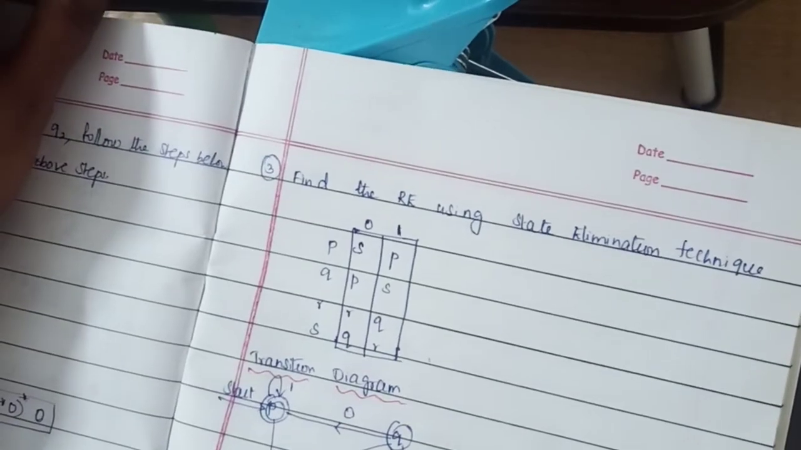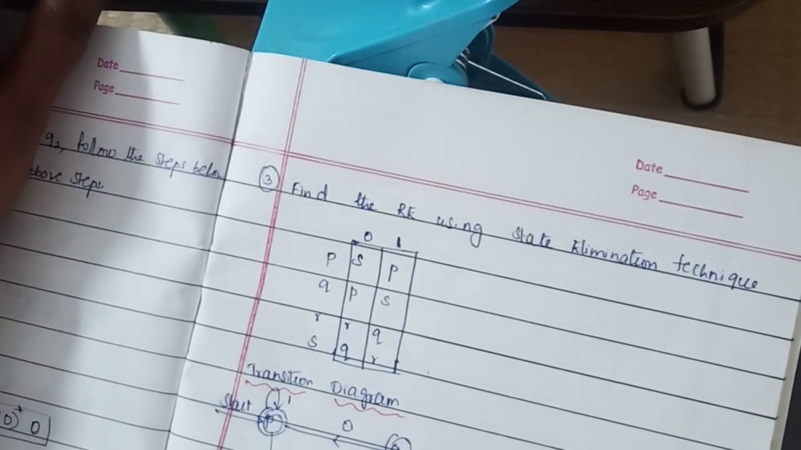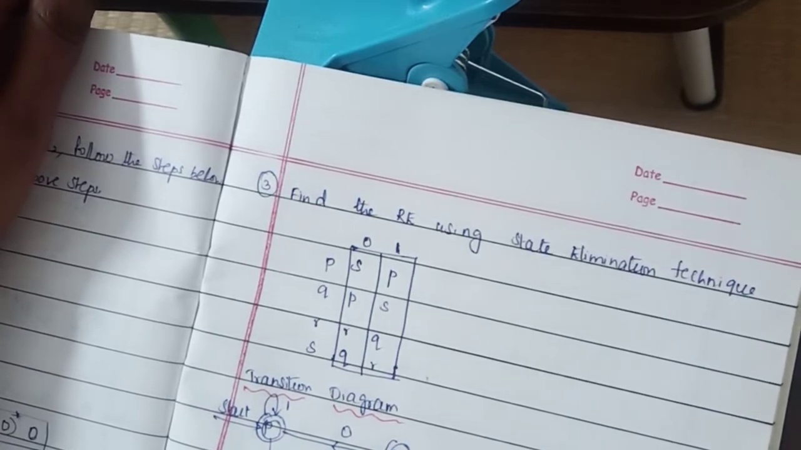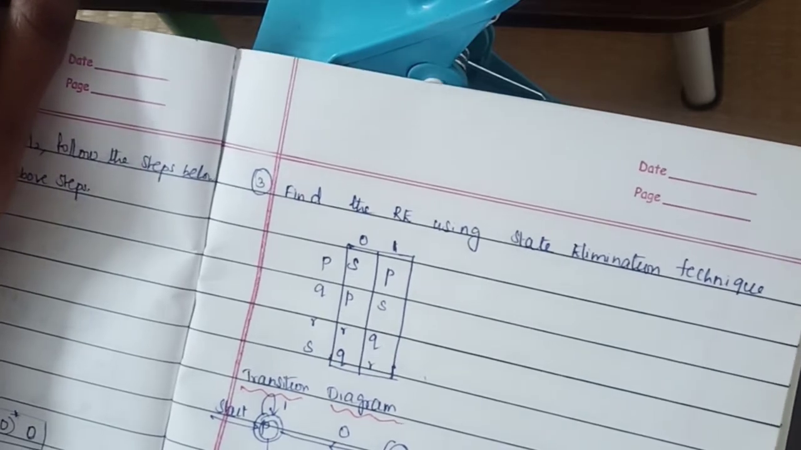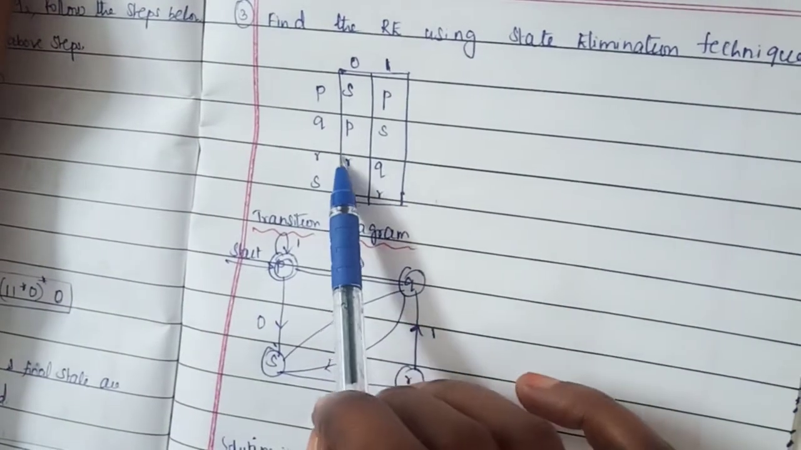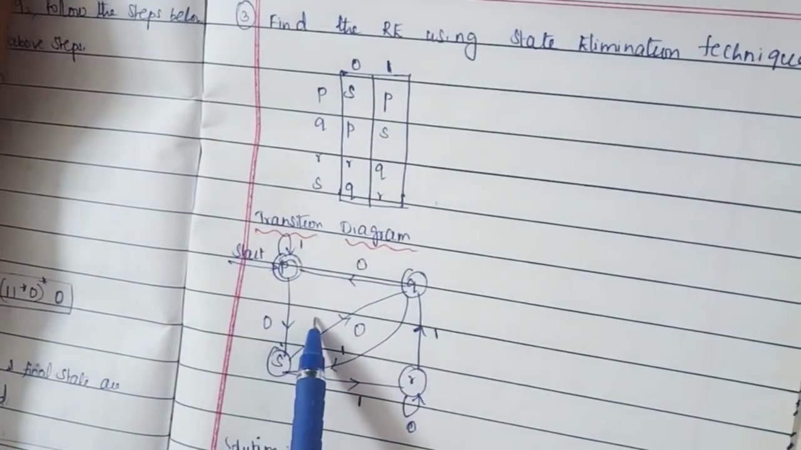Welcome to the session. Now we're going to see the state elimination technique. This is the method used to convert a given finite automata into a regular expression. When you look at this transition diagram, this is our transition table. By using this, we have to draw a transition diagram.